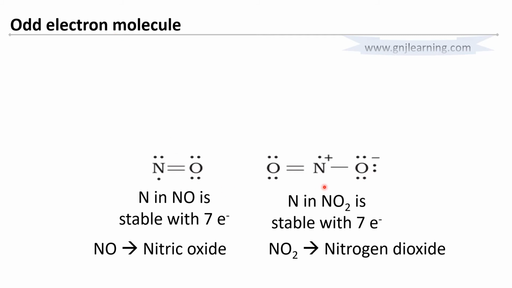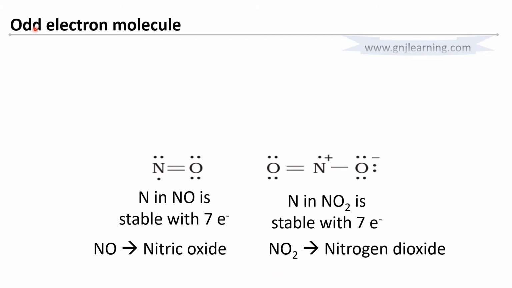These compounds are stable but reactive. As soon as they see some other molecule, they will react. They are classified as free radicals, which we will learn later. Clear? So nitric oxide and nitrogen dioxide, what type of exemption do they show?